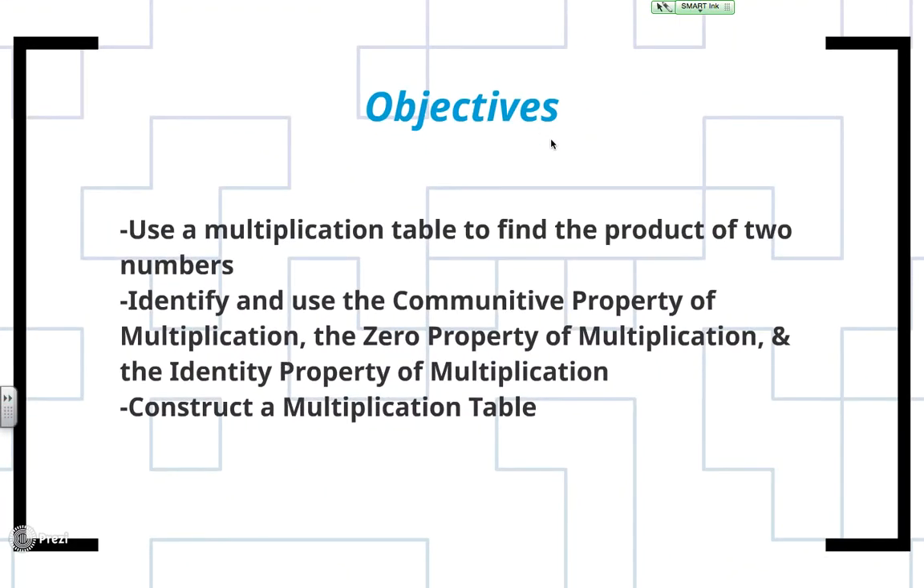Basically, our objective is to use a multiplication table to find the product of two numbers. We're also going to identify and use the commutative property of multiplication, the zero property of multiplication, and the identity property of multiplication. Then at the end of this lesson, we're going to construct a multiplication table.